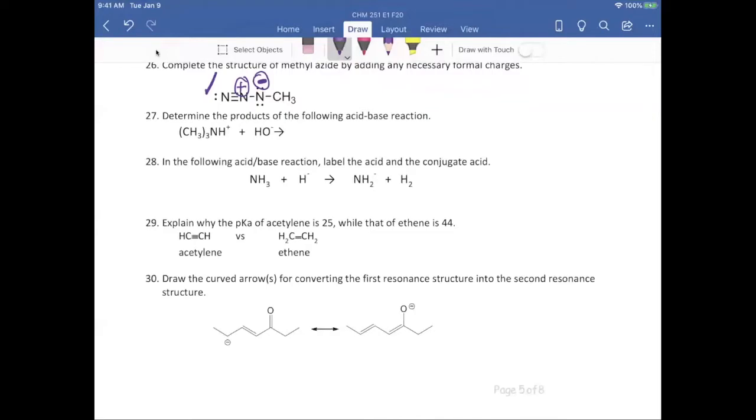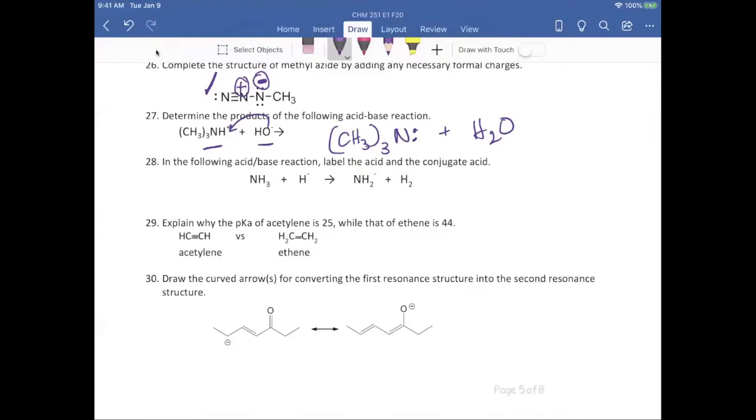If you look at the next acid-base reaction, we have to predict the products. I would immediately realize that this is going to be my base, so that's the proton acceptor, and this is going to be my acid, my proton donor. And so we have our negative base reaching out and picking up that proton. So our answers will be (CH3)3N with the lone pair on it, plus H2O.